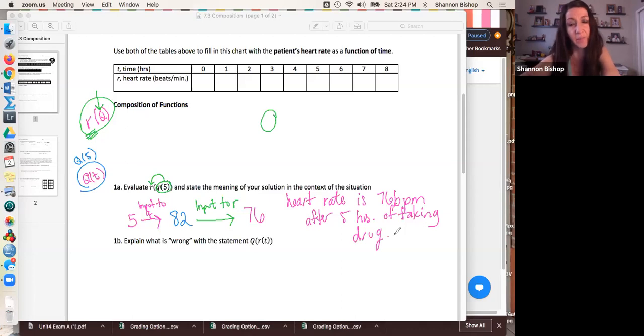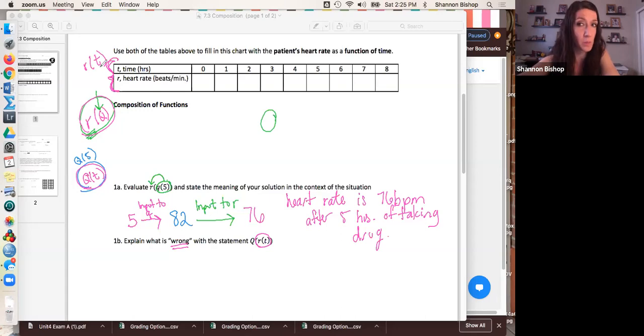It's just not necessary. And then just to make sure that the notation makes sense, check out this next one, number 1, part B. What is wrong with the statement Q of R of T? So notationally speaking, we'd have to start with R of T. Well, first and foremost, look at the functions that we had to begin with. There was no R of T, so that's already problematic. And then if you say to yourself, well, wait a second, Bishop, this very last table at the end actually would have been R of T.